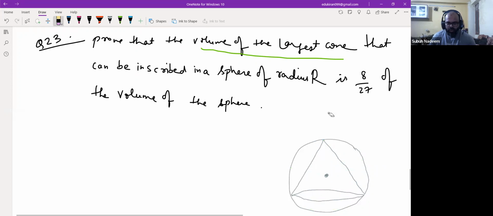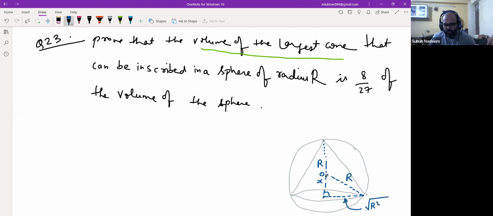So we took a cone like this, and then we decide when it will give you the maximum volume. So this is a perpendicular passing through the center to the base of the cone. This capital R is the radius of the sphere, which is here also. This is the x, which is the distance from the center to the base of the cone. And this portion will be, by Pythagoras theorem, root over r square minus x square. Am I right here?